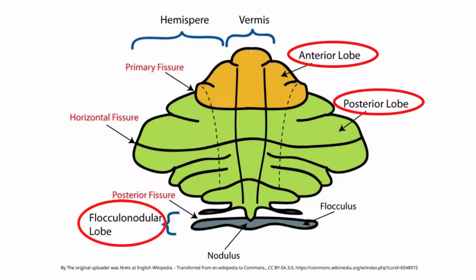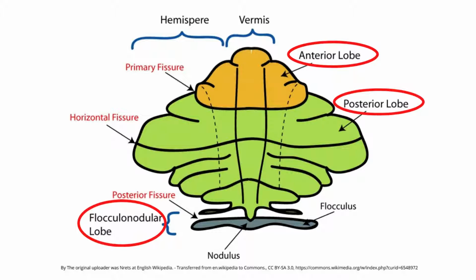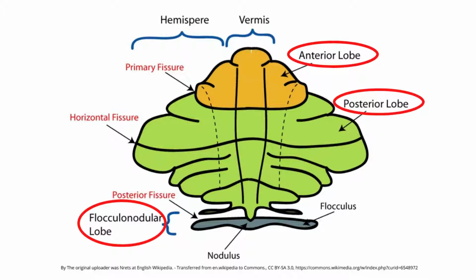The cerebellum is divided into three lobes: the anterior lobe, the posterior lobe, and the flocculonodular lobe. The anterior lobe is separated from the posterior lobe by the primary fissure, and the posterior lobe from the flocculonodular lobe by the posterior fissure.